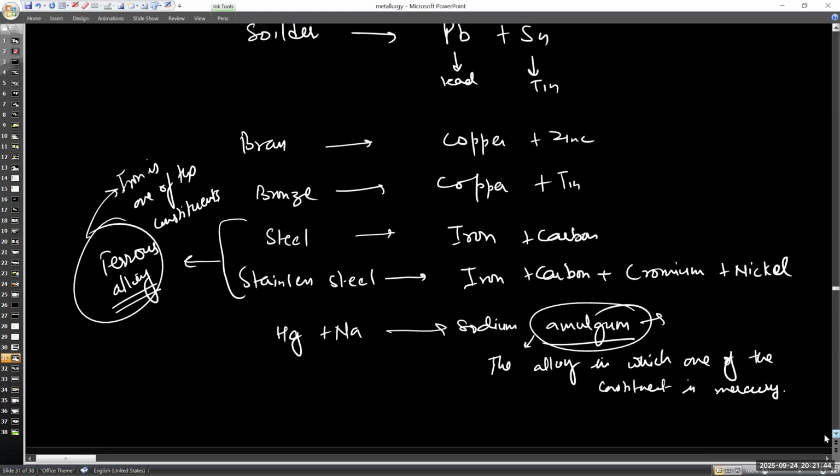If in an alloy mercury is present, means if one of the constituents is mercury, then we simply call it amalgam. Got it? We call it amalgam. Amalgam is an alloy of mercury, in which one of the constituents is mercury. If it is sodium and mercury, it is called sodium amalgam. If it is copper and mercury, it is called copper amalgam. If it is gold and mercury, it is gold amalgam. Okay.